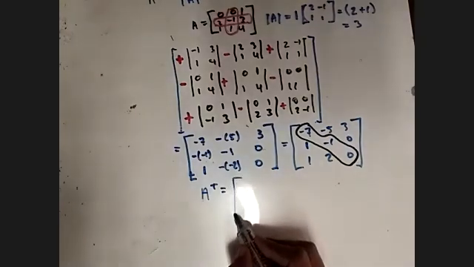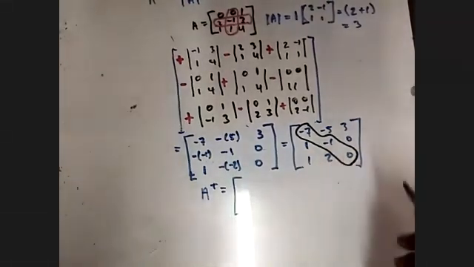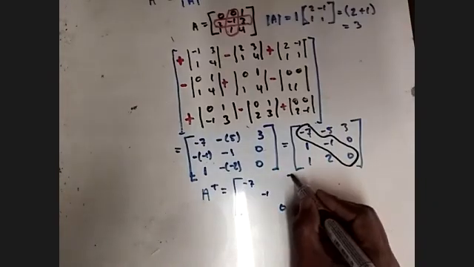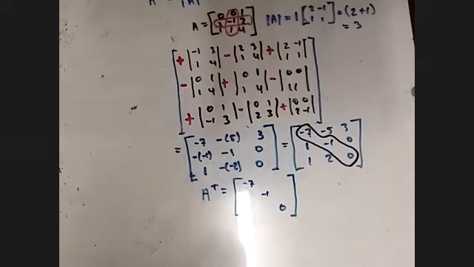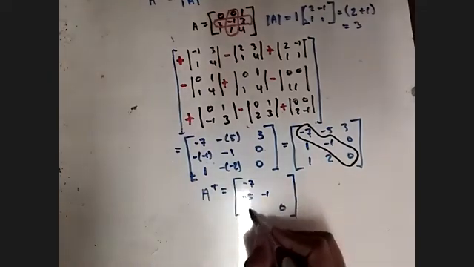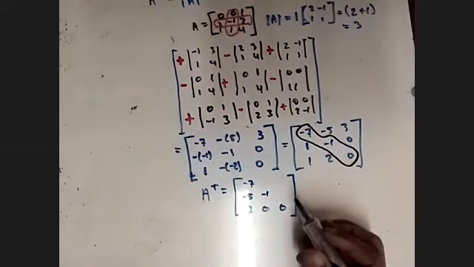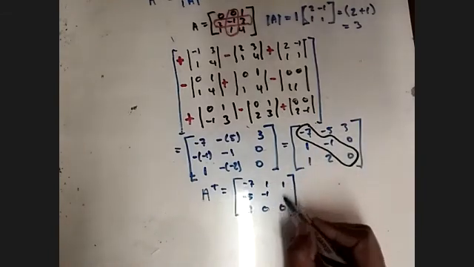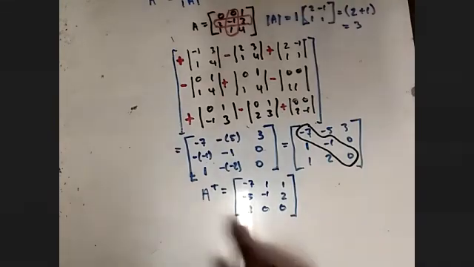Now, as I said, A transpose stays the same. It becomes -7, -1, 0. The diagonal stays the same. So I'll give you another way to think about it. 3, 0 here. Then I've got 1, I've got a 1, I've got a 2. So this is the A transpose.